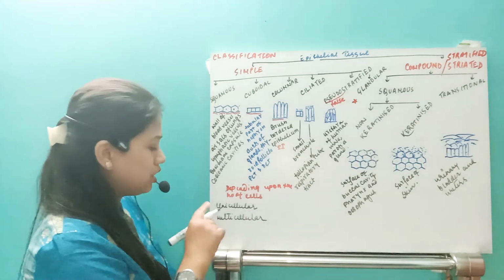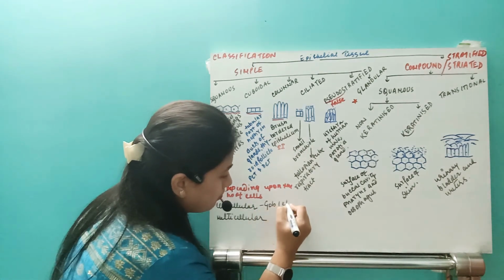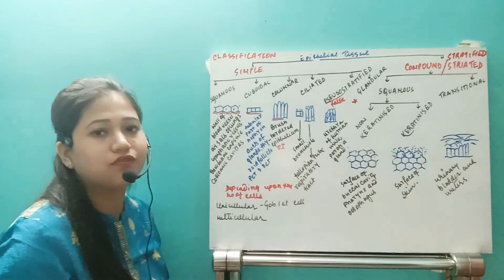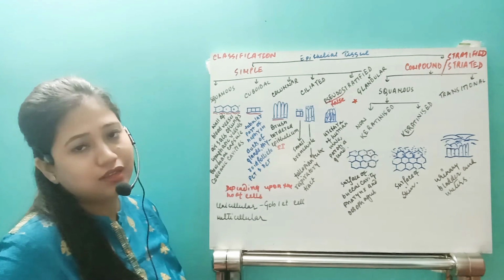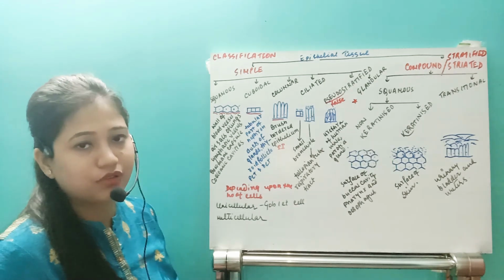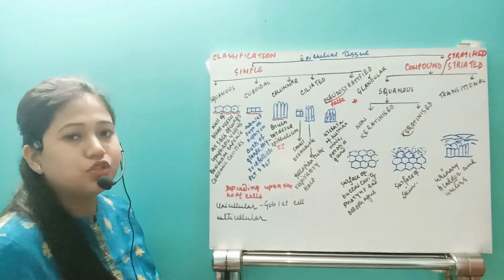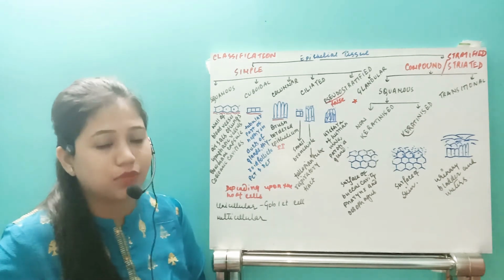If it is unicellular, then you have to remember that is the goblet cell. You must have known what a goblet cell is. It secretes mucus in the gastrointestinal tract, that is the goblet cell present in the stomach region. So this is a unicellular gland, and all the rest of the glands will be multicellular.